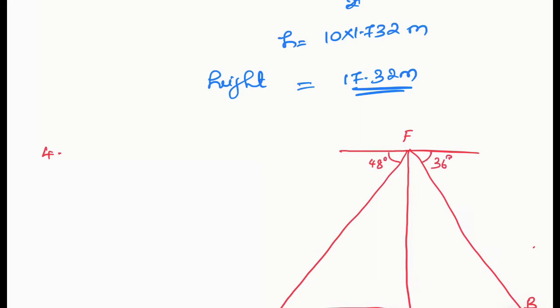So if this angle is 48, what will be this angle? These two lines are parallel, right? And this will be obviously 48 degree. That is the alternate angle we have learnt. And this will be equal to 36 degree. What else is given to us? Find the distance between the two ships. Correct? And the height of the lighthouse is already given as 100 meters.